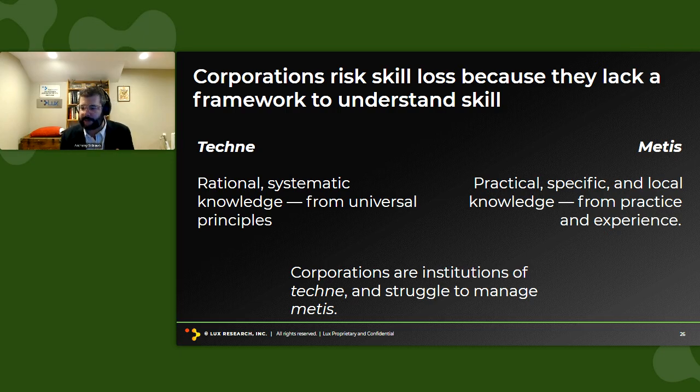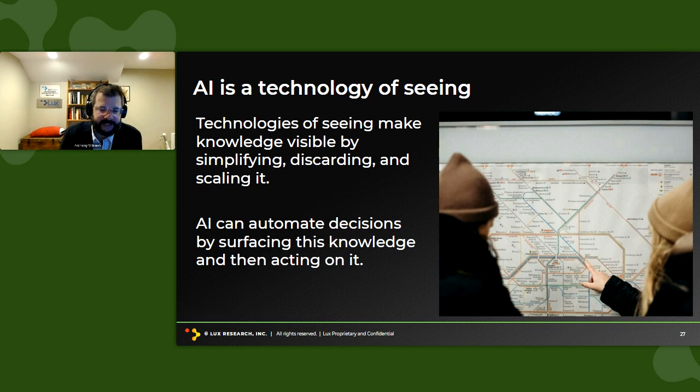And we know this. There's a thing called a work to rule strike, where the workers work exactly as the codified, rational, systematic rules the techne instructs them to. And when they do this, everything falls apart because there is a lot of practical knowledge that's necessary to actually run the operations and the day-to-day work of a corporation, right? And what's very interesting about AI is that in a lot of ways, it is a tool that can capture metis. It's a technology of seeing. It allows knowledge to be visible by simplifying it, discarding it, scaling it.